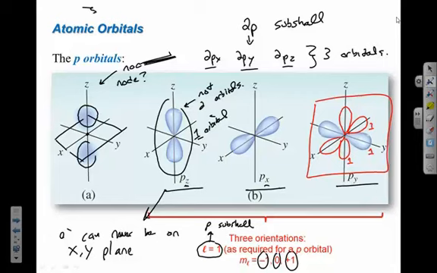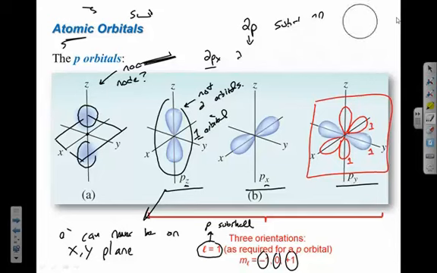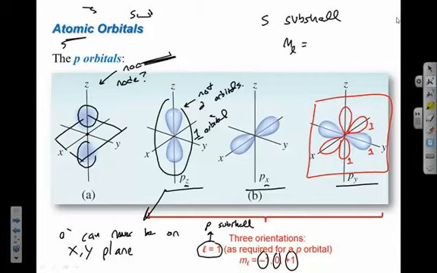What's the ML quantum number for an S subshell? 0. For any S subshell, L is 0. That's what S is. So if L is 0, ML must also be 0. It's the only possible value, right? Because there's only one orbital in an S subshell.